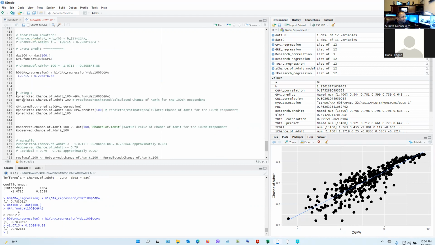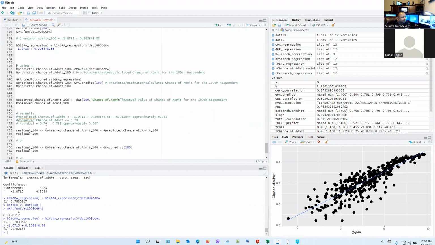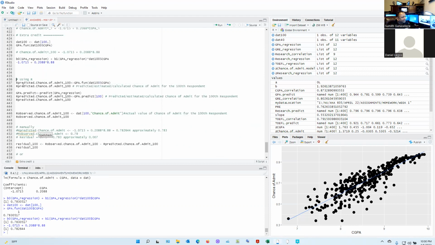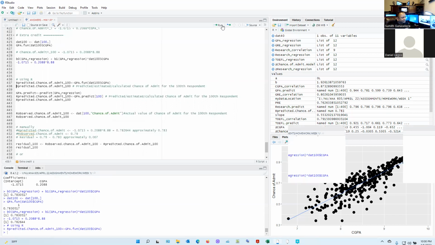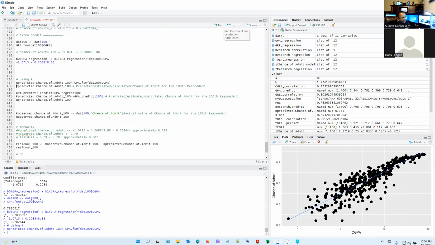Or you can go to the chance of admit CGPA function to get the predicted value or estimated value of admit for the 100 respondents. You can do it that way. The predicted chance of admit, go to the GPA function, this one. That's the same thing. So you can do it like that.